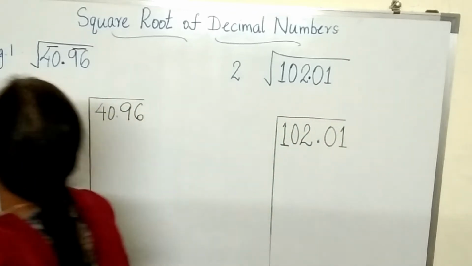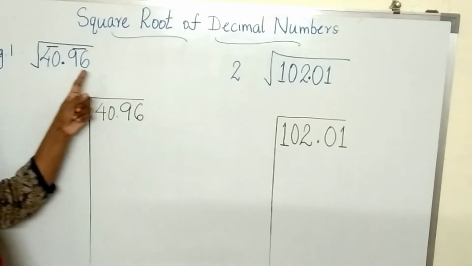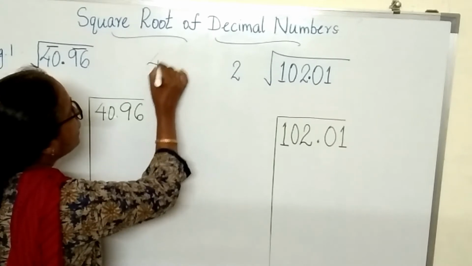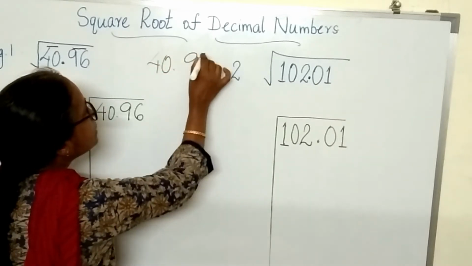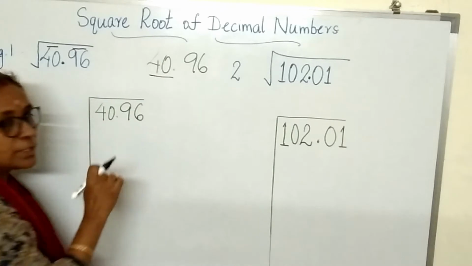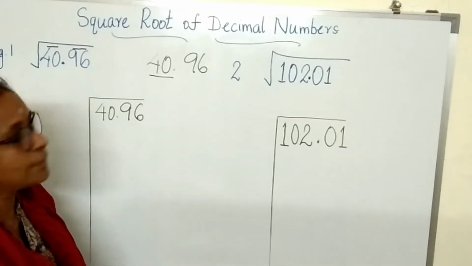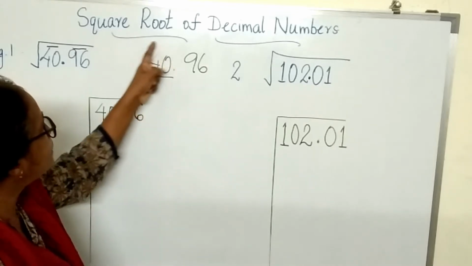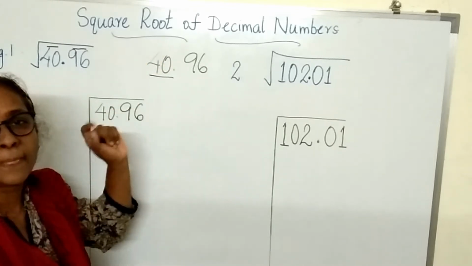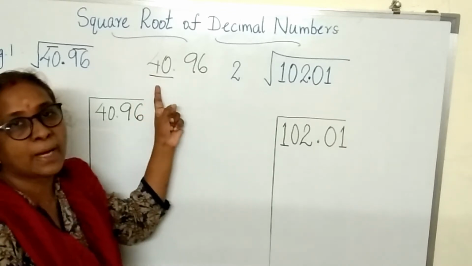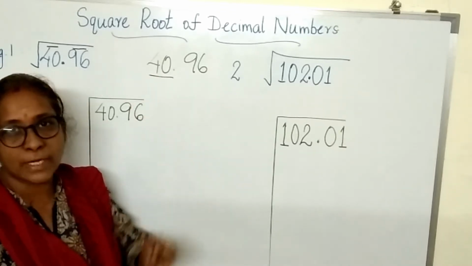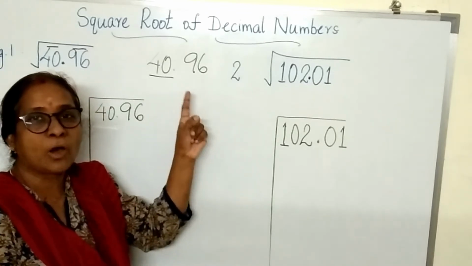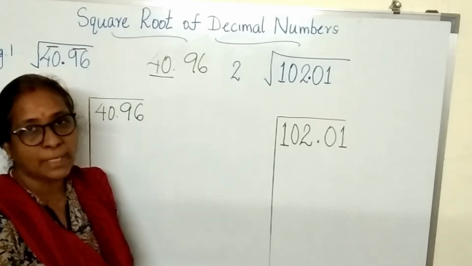See, the first example is 40.96. Now you see, if you write 40.96, here two digits are there just before the decimal point and these two digits are after the decimal point. What is this part of the decimal number called? It is called the integer part or the integral part of decimal numbers. And this part is called the fractional part or the decimal part of the decimal number.